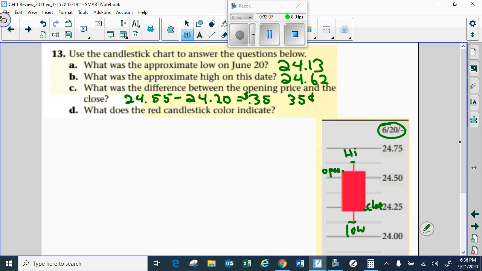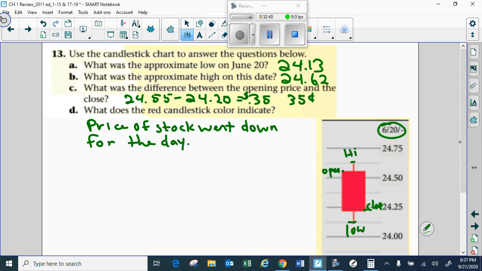In D, what does the red candlestick color indicate? That it went down for the day. Okay, so price of stock went down for the day. Okay, another way of saying that is the opening price was higher than the closing price. If you want to write it like that as well.